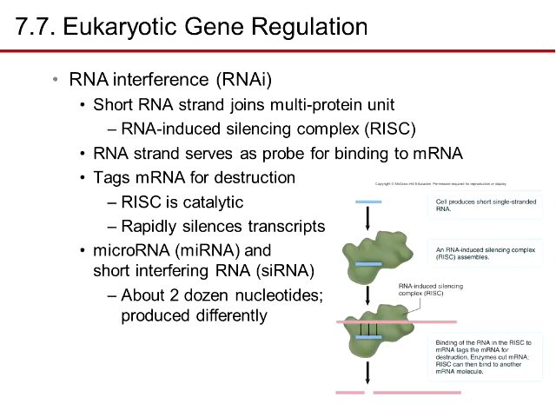RNA interference, RNAi, involves short RNA strands which join a multi-protein unit, the RNA-induced silencing complex, or RISC, if you will. The RNA strand serves as a probe for binding to the messenger RNA. It tags the messenger RNA for destruction. RISC is catalytic and rapidly silences the transcript. So this is a way to stop the process of messenger RNA. It destroys or degrades it. MicroRNA and short interfering RNA are about 24 nucleotides and are produced very differently throughout the system.